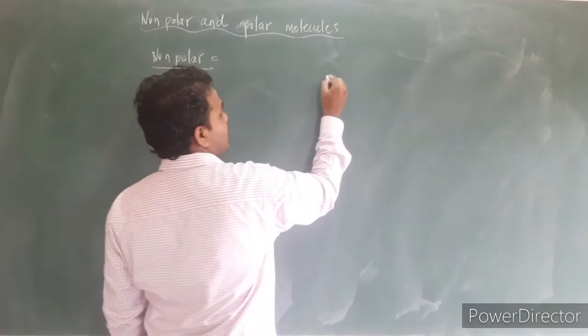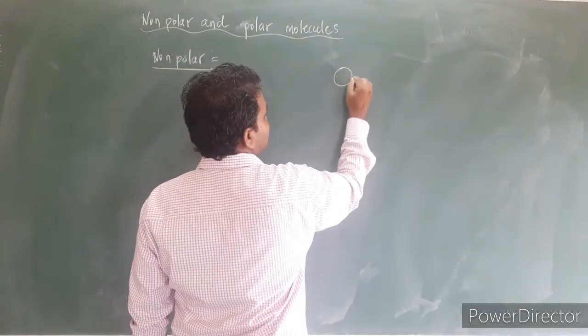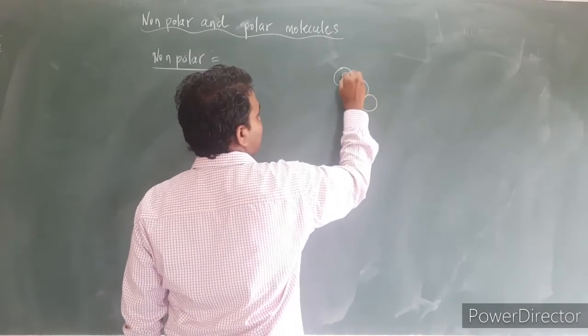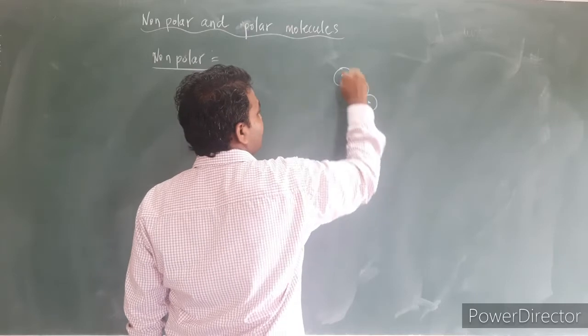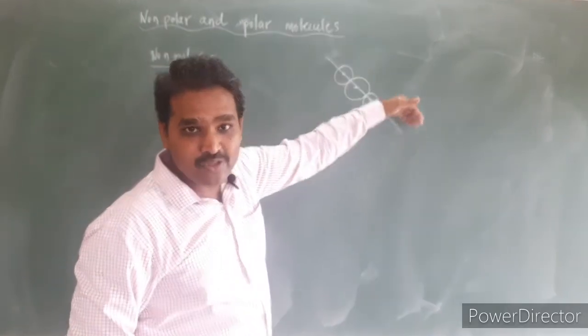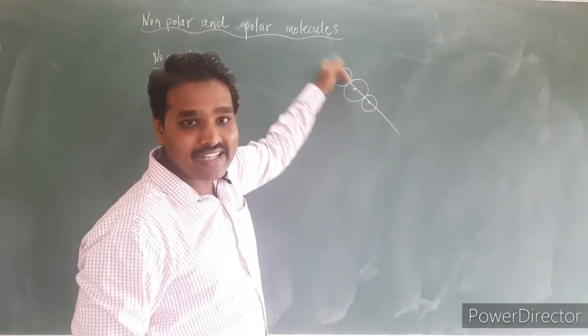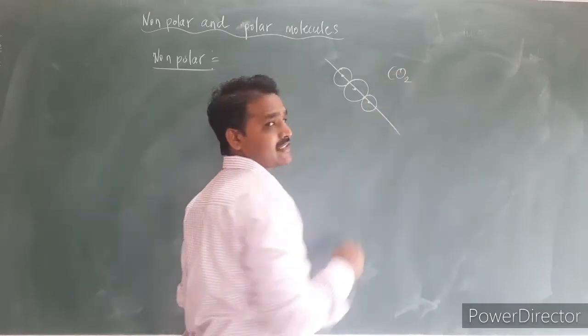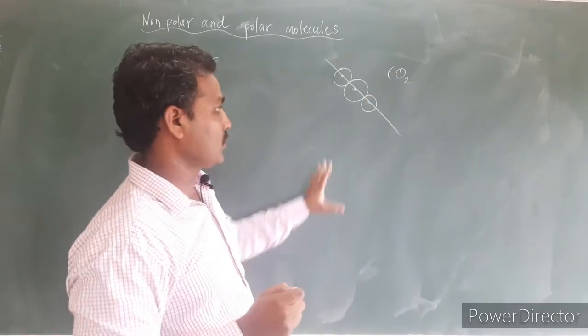For example, consider CO2. This is the oxygen atom, this is the carbon atom, and this is again an oxygen atom. All these centers are coincident with each other. All those centers of the positive and negative charges are in line with each other. So carbon dioxide is an example of a non-polar molecule.